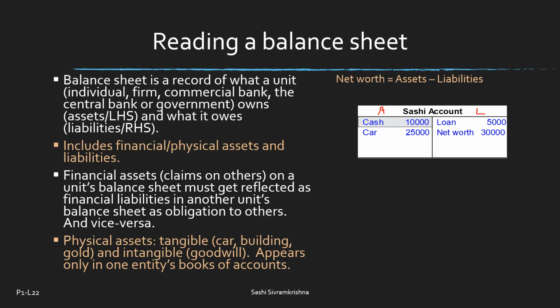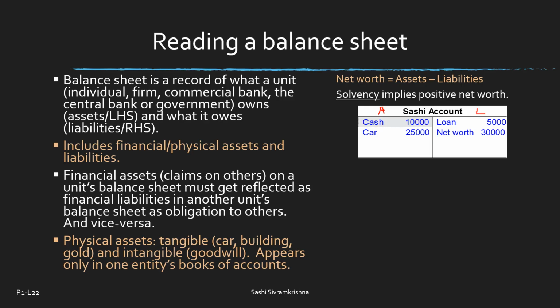The net worth is nothing but the assets less liabilities of this entity. It appears as a financial liability because this is what Sashi the entity owes Sashi the person. So we must distinguish between Sashi the person and Sashi the entity. In the balance sheet of Sashi the entity, it appears as a liability because this amount here of 30,000 belongs to Sashi the person.